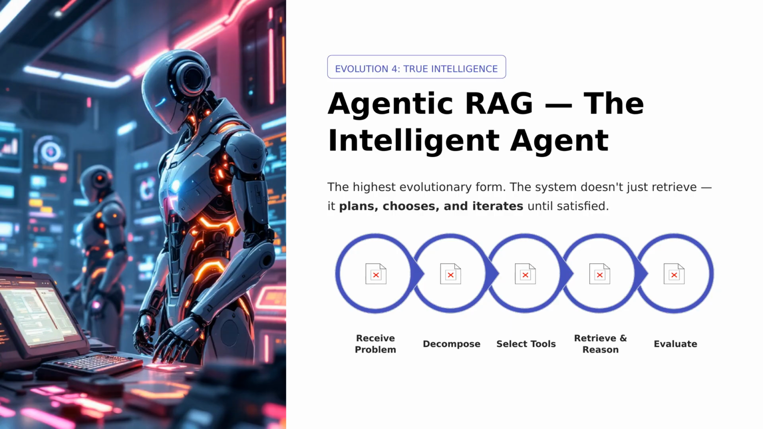Welcome to Evolution 4, True Intelligence. Here, we introduce Agentic RAG, the intelligent agent. Unlike traditional systems, this agent goes beyond mere retrieval. It actively plans, chooses, and iterates until achieving satisfaction. It starts by receiving a problem, then evaluates the situation. It retrieves and reasons, selects the appropriate tools, and decomposes complex tasks. This level of intelligence marks the pinnacle of evolutionary development in artificial intelligence systems.